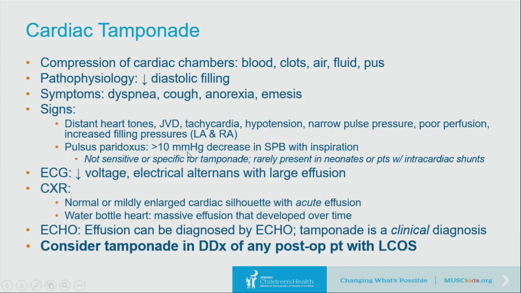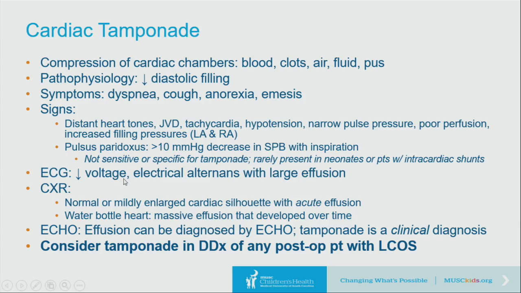I just did want to point out this regarding pulsus paradoxus, which is defined as a greater than 10 millimeter mercury decrease in systolic blood pressure with inspiration. A couple of things about this. One, even in a cooperative patient, I find this very hard to measure, particularly if you don't have an arterial line in place. And secondly, it's not very sensitive or specific for cardiac tamponade, and it's rarely present in neonates and rarely present in patients who have residual intracardiac shunts. So the bottom line is you can't hang your hat on that finding. It's a nice thing to talk about with the medical students and the residents on rounds, but I wouldn't go to the bank with it.